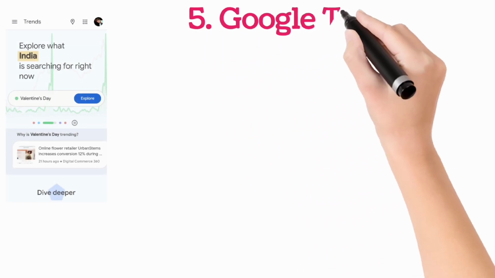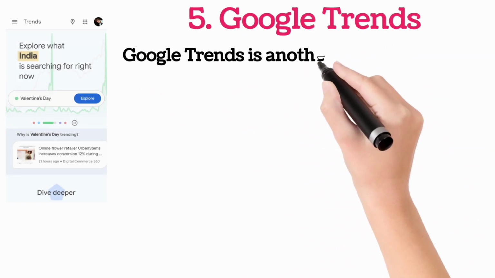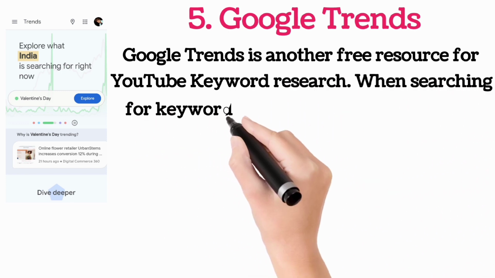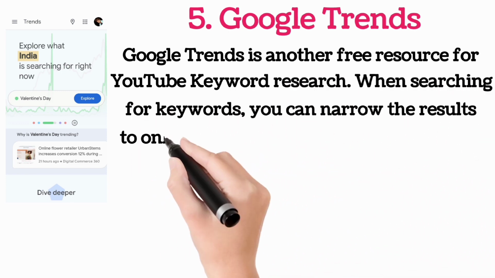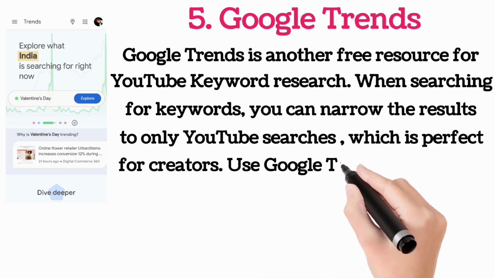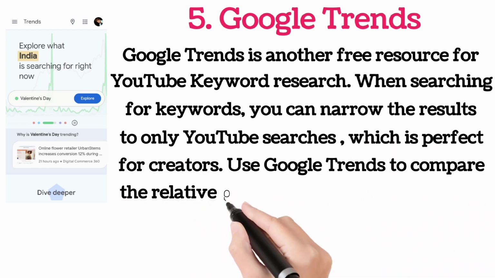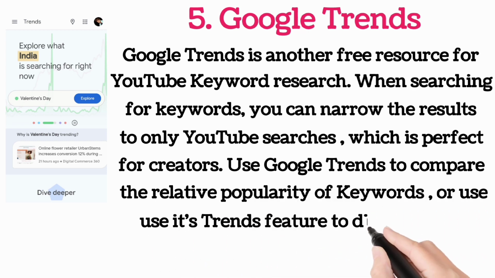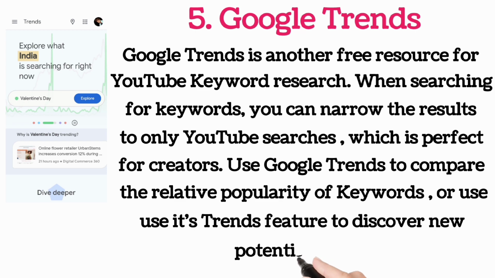5. Google Trends. Google Trends is another free resource for YouTube keywords research. When searching for keywords, you can narrow the results to only YouTube searches, which is perfect for creators. Use Google Trends to compare the relative popularity of keywords, or use its trends features to discover new potential topics.